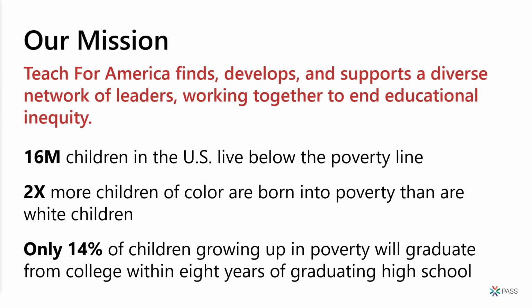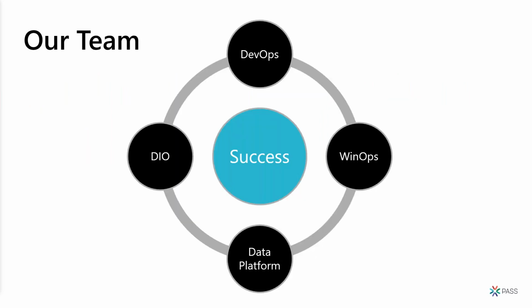And for those of you in the US, you may know about this already, but in the US alone, 16 million children live below the poverty line, and twice as many of those children are children of color, and only 14% of children growing up in poverty graduate from college within 8 years. So those are pretty stark numbers when it comes to the future of the US. And so we are here to hopefully end this educational inequity.